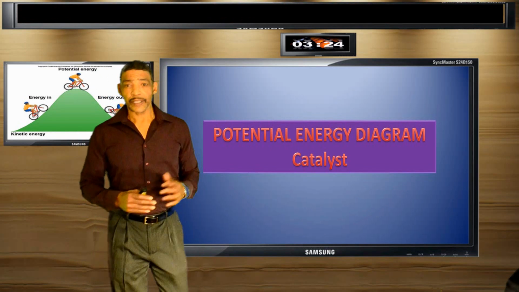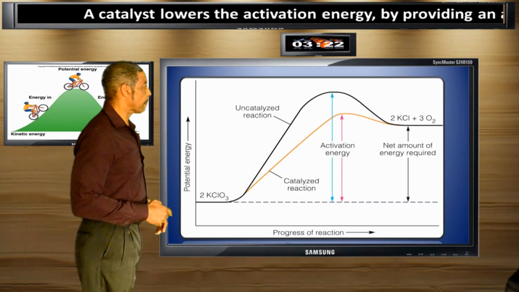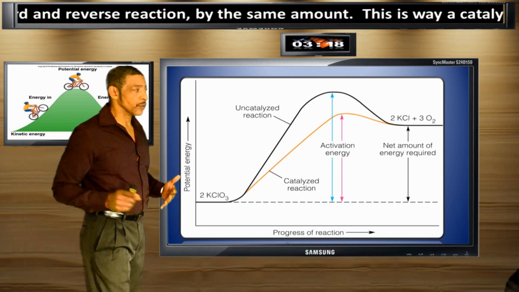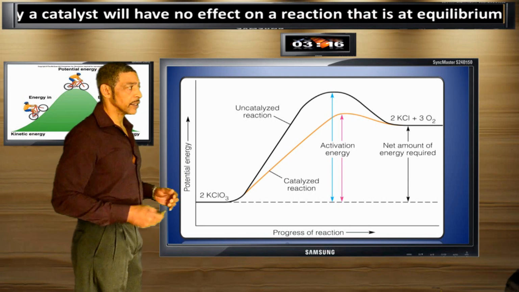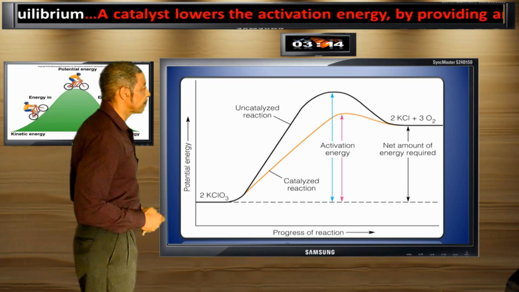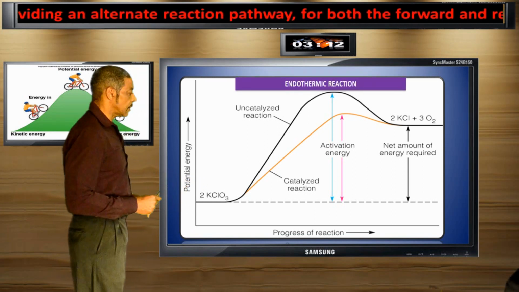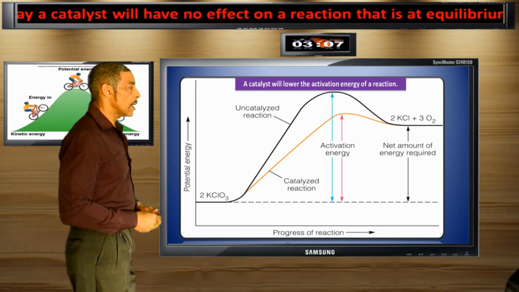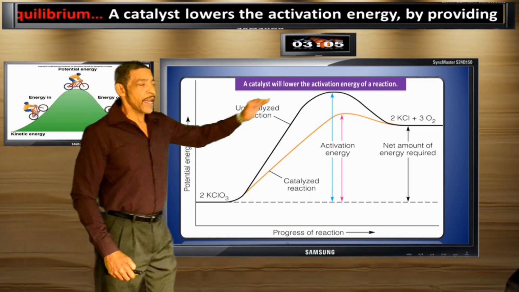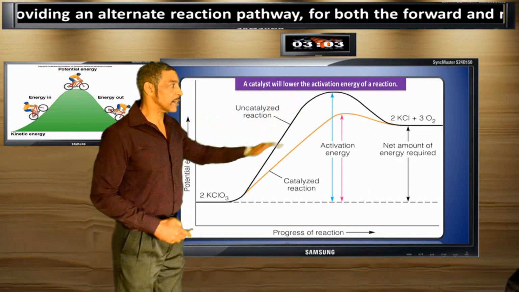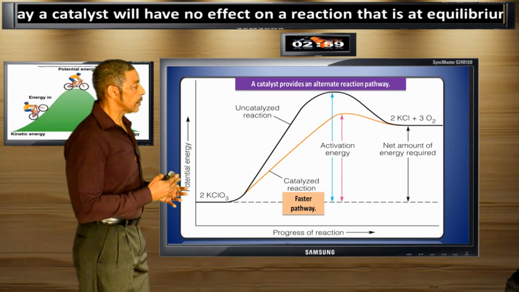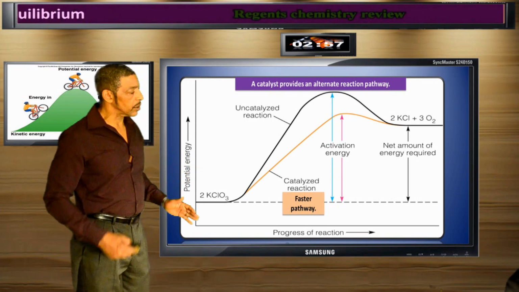Now for the effects of a catalyst on a chemical reaction. A potential energy diagram is particularly useful in explaining the effect of a catalyst on a chemical reaction. Consider the decomposition of potassium chlorate, KClO3. A catalyst will lower the activation energy in the reaction. This will provide an alternate pathway, thus causing the reaction to occur at a faster rate.